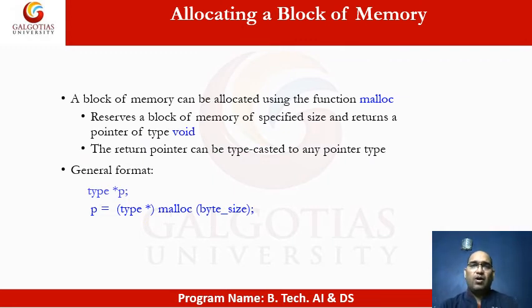Now, allocating a block of memory. A block of memory can be allocated using the function malloc, which reserves a block of memory of specified size and returns a pointer of type void. The returned pointer can be typecast to any pointer type, which I have already explained. The general format is type star p, and p is equal to type star malloc byte size. This I have already discussed in the previous slide.